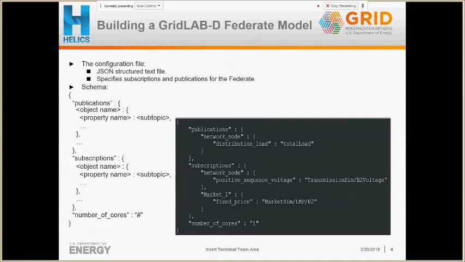Subscriptions follow the same schema. You have the object name, and then the property name, and then the topic to which the property should be subscribing. So in our example here, we have an object called network node with the positive sequence voltage property, and this is subscribing to this transmission sim / B2 voltage topic. So voltages coming in on this topic will get written to the positive sequence voltage property. And the same with this market 1 fixed price market sim.